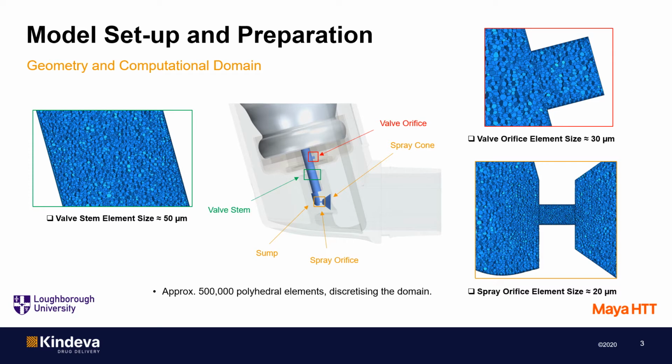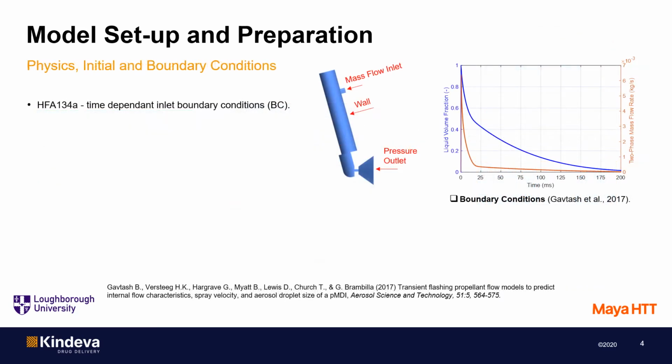The walls are taken to be smooth since PMDI components have a very high finish, and we assume that the actuation event is so quick that heat transfer between the expanding propellant and the expansion chamber walls can be neglected. Initially, the expansion chamber is assumed to be filled with air at atmospheric conditions. HFA-134A enters into this space through the valve orifice at an instantaneously varying mass flow rate and liquid volume fraction. These temporal quantities are calculated by a separate model that we have extensively used previously for this purpose.